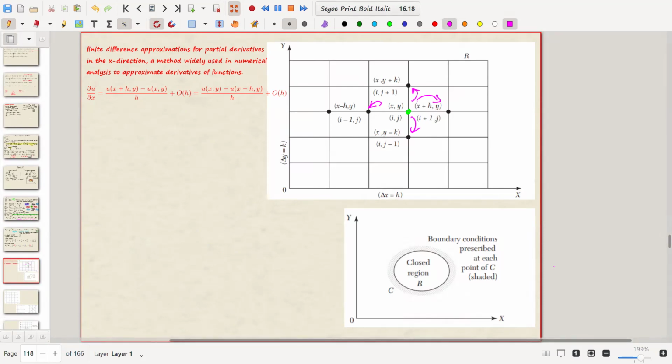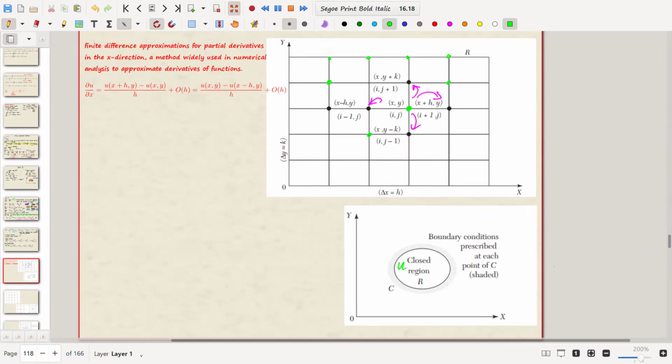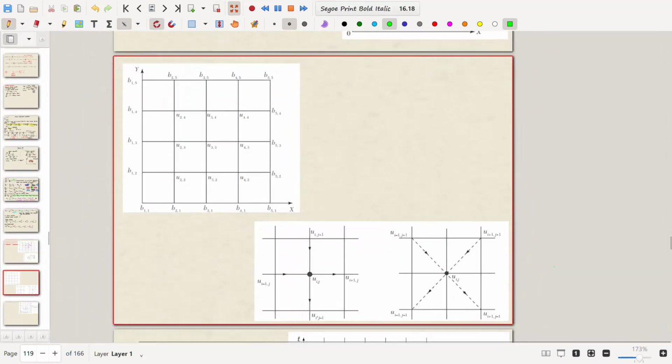After you find this green point, you will move to the next green point. You will move to this point, this point, this point. So like that, you will keep on computing the solutions. So you will find the solution across the whole domain. That's how the numerical method scheme is. And this is the closed region where your solution U is defined. Okay, fine. Let us go to this.